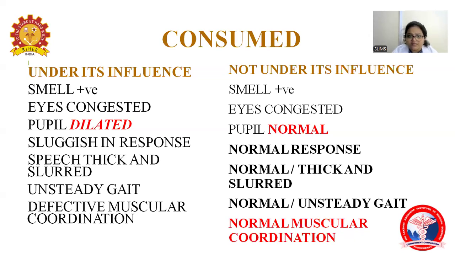To say a person has consumed alcohol and is not under its influence, the smell of alcohol is present and the eyes are also congested. So the condition of the eyes will be present in all the cases. The pupil appears normal, the reflexes are normal, his speech is normal, and his gait is also normal or maybe unsteady, which is very rare. He also has normal muscular coordination tests.